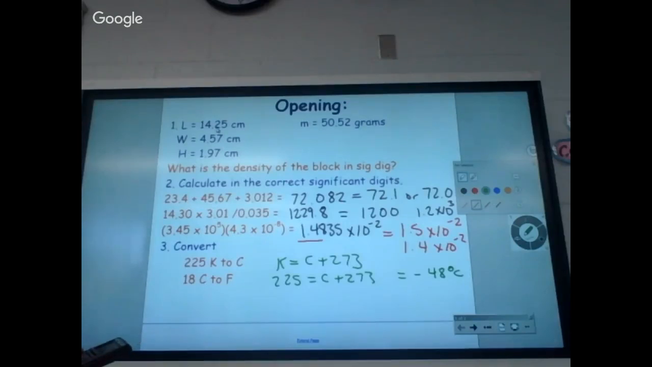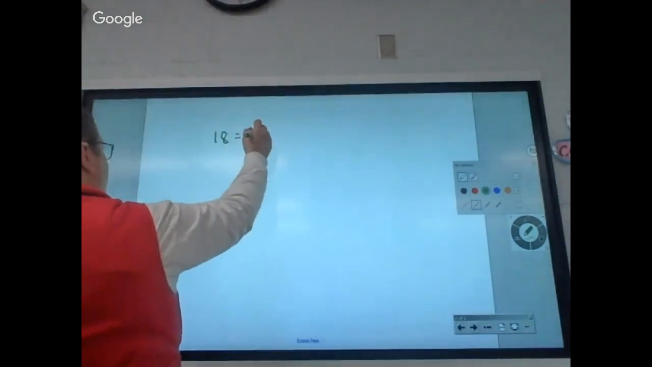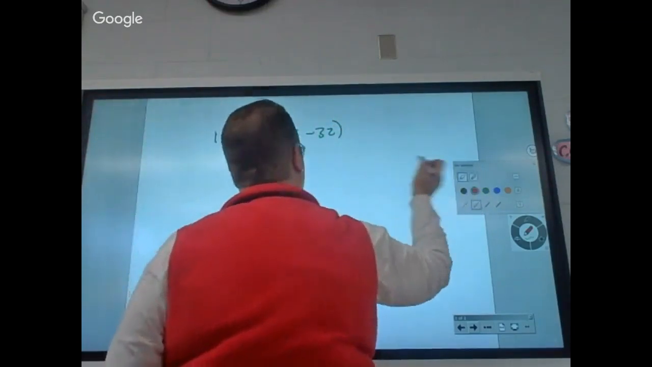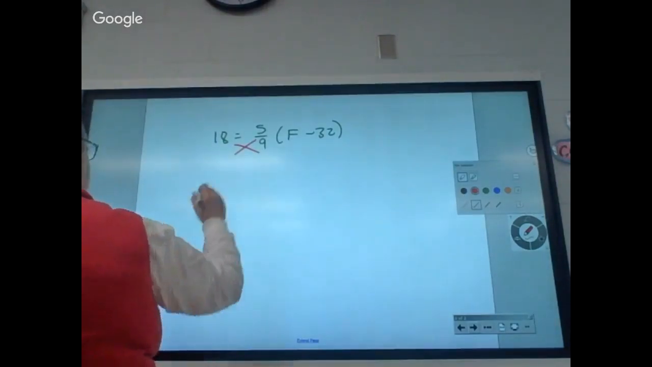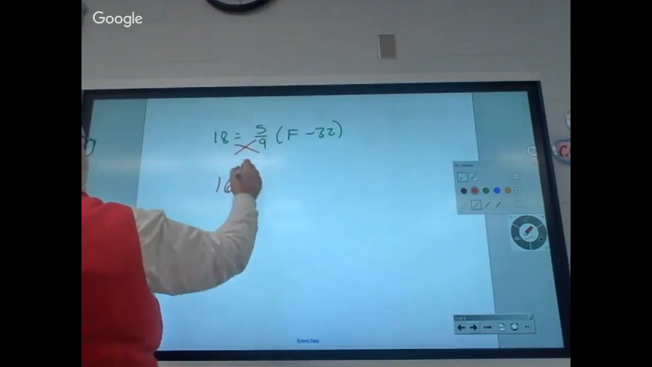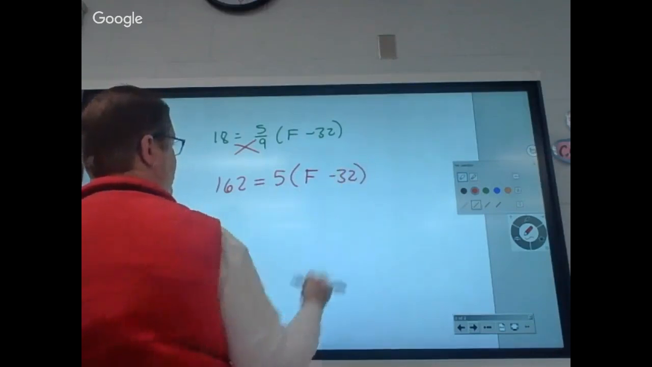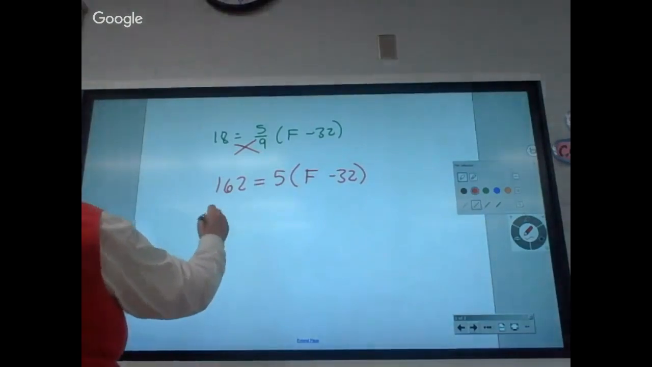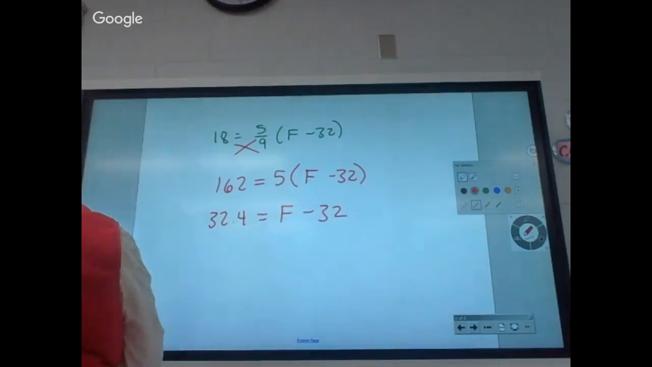All right. So from there, Celsius to Fahrenheit. So 18 Celsius equals 5/9 (F minus 32). What did I tell you to do? Cross multiply. 18 times 9 is 162. 1 times 5 is 5. F minus 32. I tend to like smaller numbers, so I divide by the 5. So I get 32.4 equals F minus 32. Add 32 to both sides.